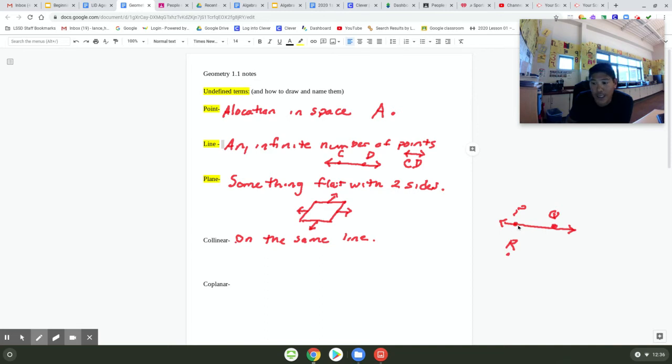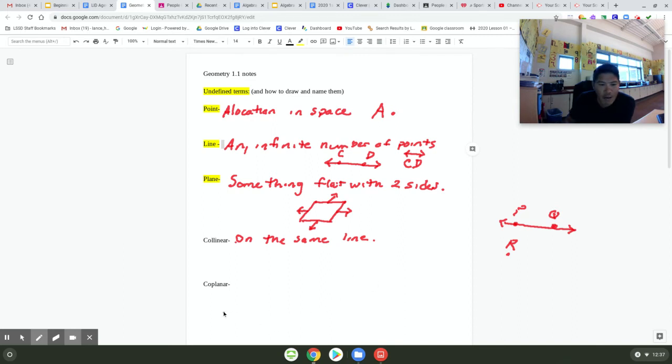The 3 points together, P, Q, and R, are not collinear, so you say they're non-collinear. Okay, any 2 points that you pick, P and Q, those are collinear. P and R, those are collinear. Q and R are collinear, but all 3 points together, P, Q, and R, are non-collinear, because you can't draw one line through all those 3 points.